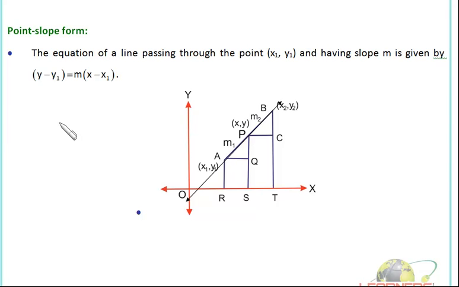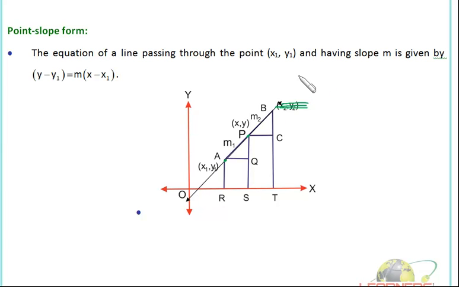Now the next important form is the point and slope form. The equation of a line passing through the point (x1, y1) and having slope m is given by this. Now how do we find this? See here, in this case we just know that the line is passing through just one point (x1, y1), right? So we don't know the values of (x2, y2), so our problem starts from (x1, y1) only. Okay, so this line is passing through (x1, y1).